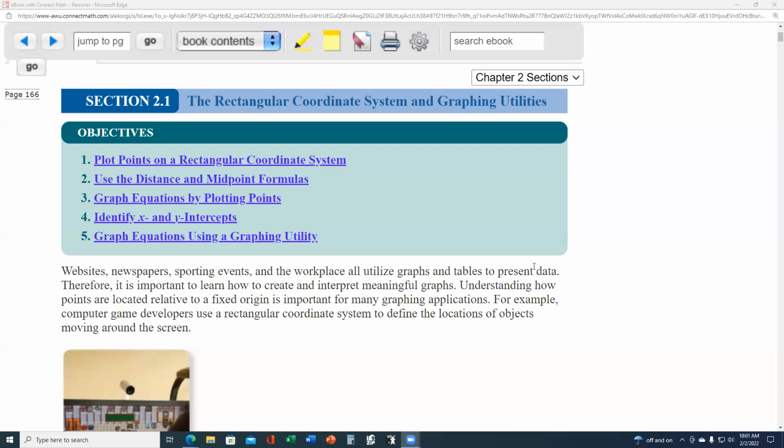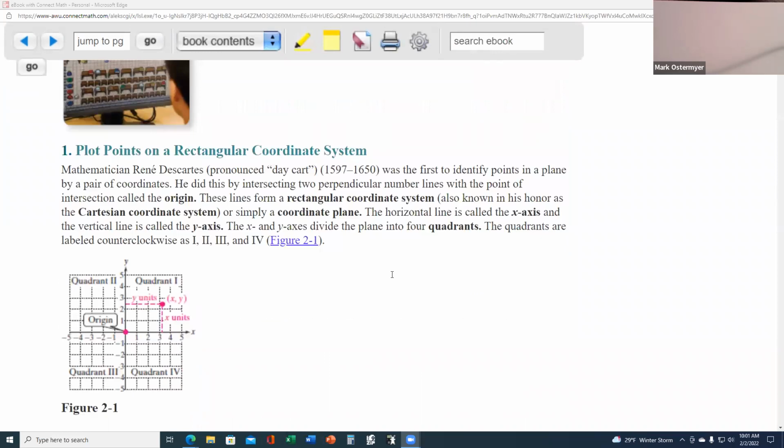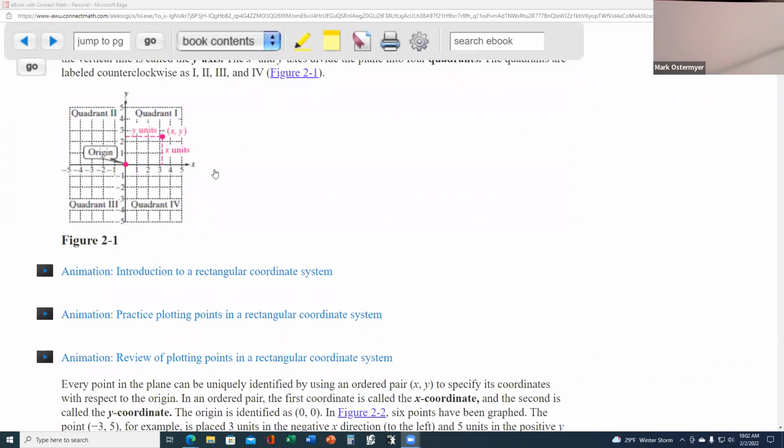Okay, so let's go to our textbook, section 2.1, entitled The Rectangular Coordinate System and Graphing Utilities. First thing we're going to do is just quickly review the XY plane.